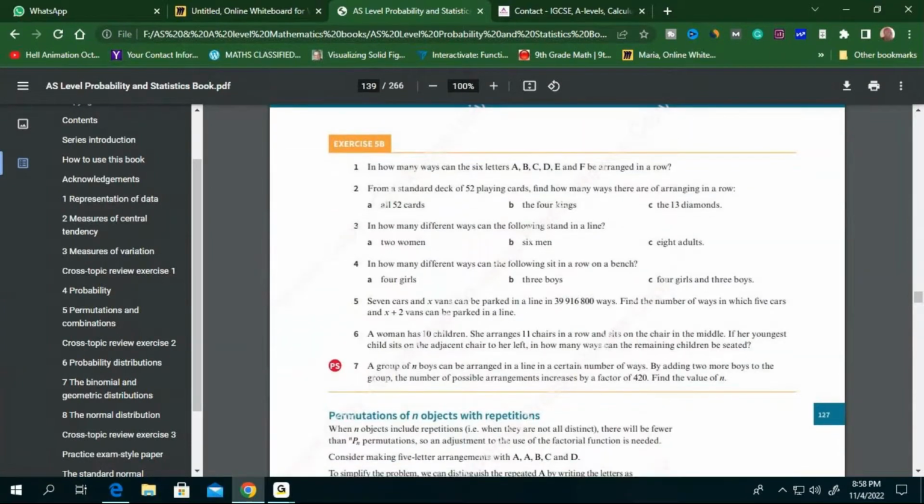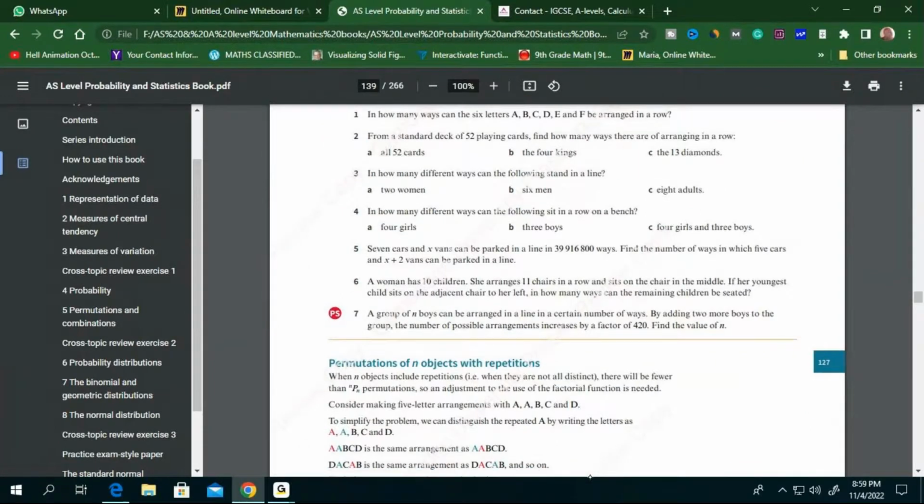Okay, now here. In how many ways can these 6 letters be arranged in a row? So I need to organize all these 6 letters in different ways in the same row, and they're all unique. 6 factorial, 720 ways. Yes, that's it.